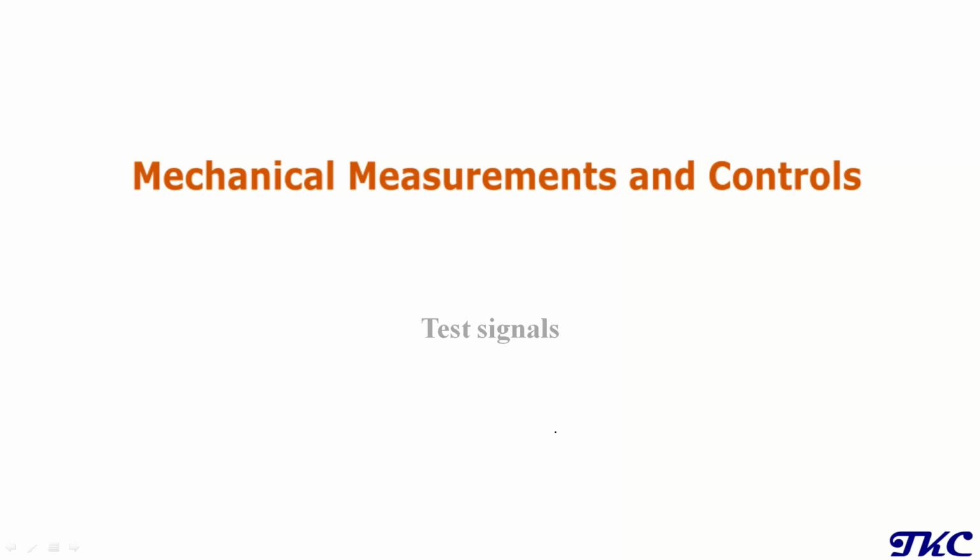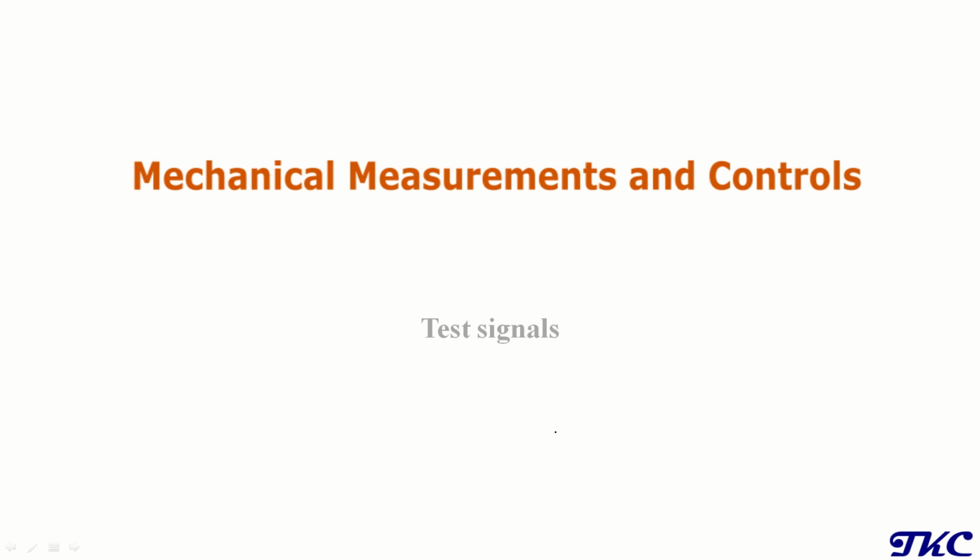In this lecture, we are going to discuss test signals. Whenever we have a system, an actual system or a mathematical model of the system, we always want to make sure that whenever that system is put under actual condition, it should behave satisfactorily. So before putting any system in actual condition, we always test it under predefined condition.